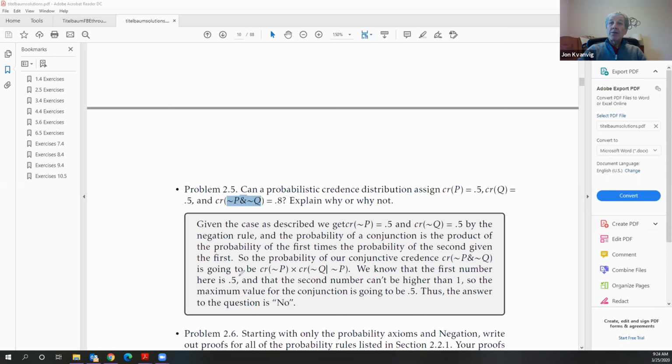Now, we know that the first number here is 0.5. We also know that the second number can't exceed 1, because no probability of any sort ever has a probability higher than 1. So the maximum value for the conjunction is going to be 0.5. Thus, the answer to the question is no, you can't have this credence if you have the first 2 credences.